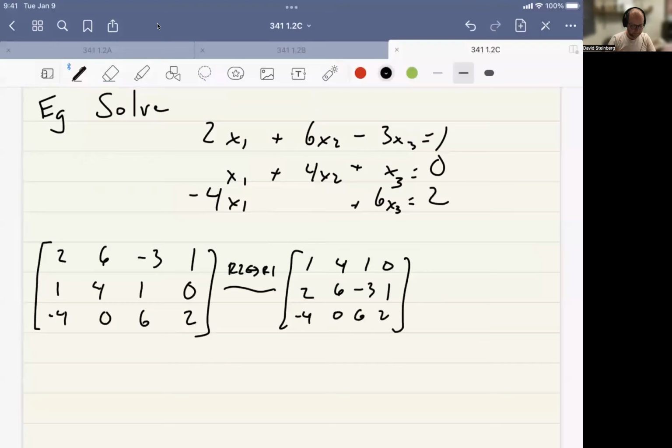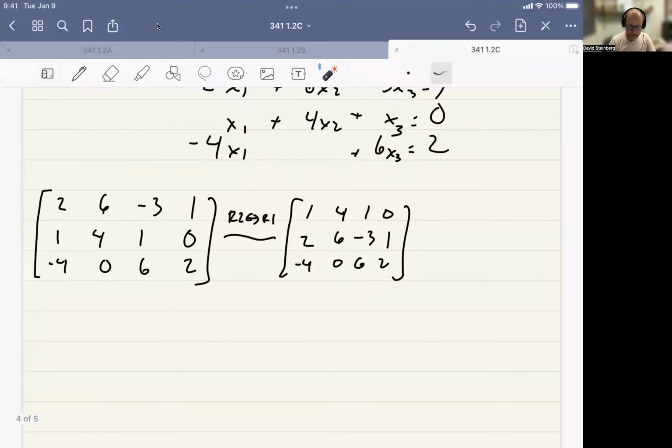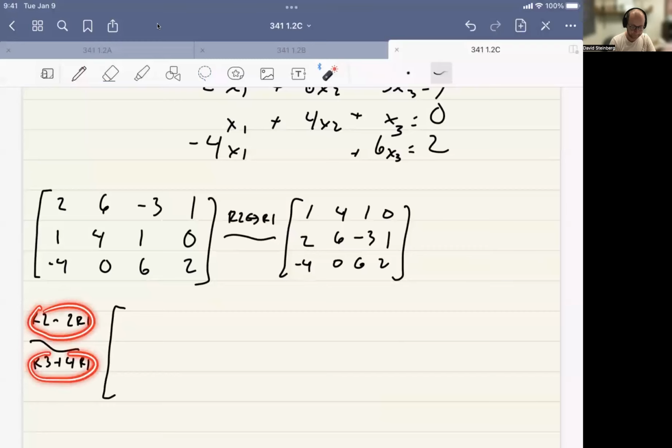And now what do we do? Now we can use this 1 to crush the terms below it. So maybe we'll take row 2 and send it to row 2 minus 2 row 1. We'll take row 3 and send it to row 3 plus 4 row 1. And the little convention I'm using here is that the row that's changing is always the first one mentioned. So this is row 2 goes to this thing. This is row 3 goes to this thing.